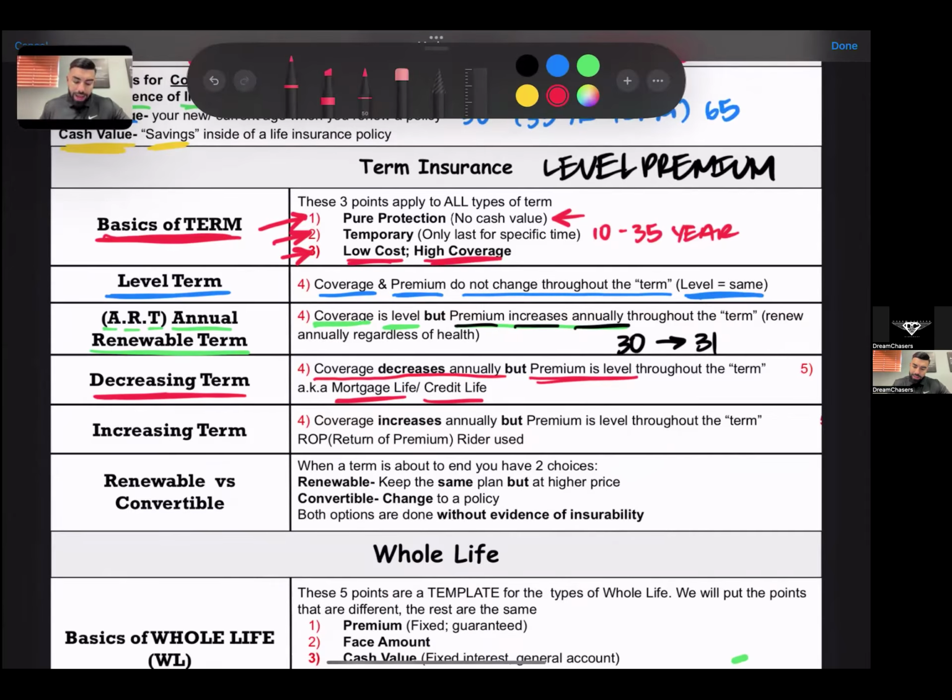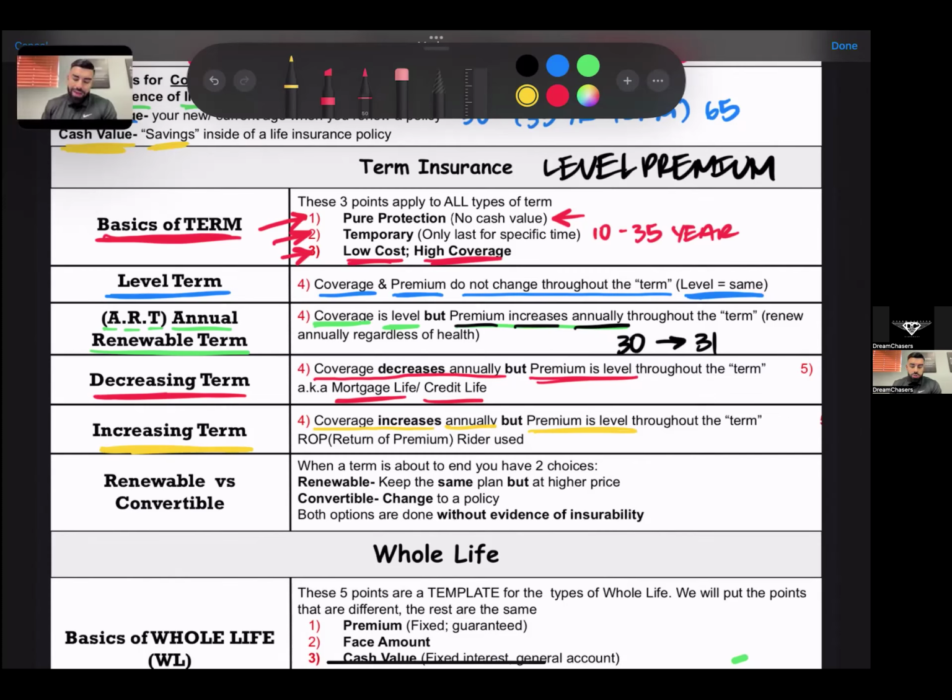Alrighty, so next is an increasing term policy. An increasing term policy is the exact same thing as a decreasing term, just instead of the coverage decreasing, the coverage is going to increase. So coverage is going to increase annually, but the premium, once again, stays level. So coverage increases and premium stays level. So how does your coverage increase?